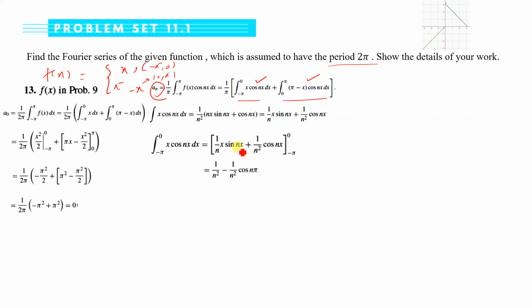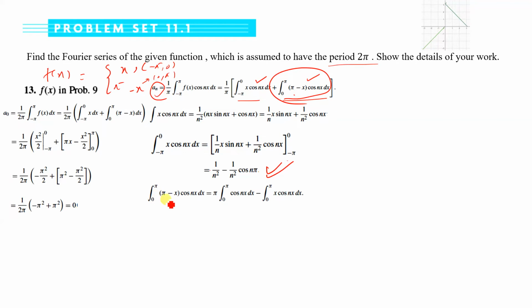Now when we plug in the limits, sine 0 becomes 0, and x is also 0, so this term becomes 0, and cos of n x is cos of 0, so 1 over n square is here. When we apply the lower limit, we have sine of minus n pi, which is again 0, and we are left with negative 1 over n square times cos of n pi, because cos of minus n pi is equal to cos of n pi. So let's keep it safe and evaluate the next integral now.